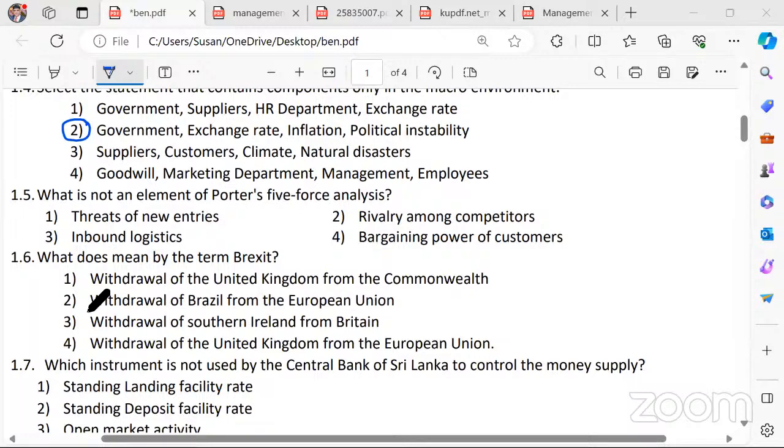Chenuri, can you tell me what are those 5 forces in Porter's analysis, 5-force analysis?